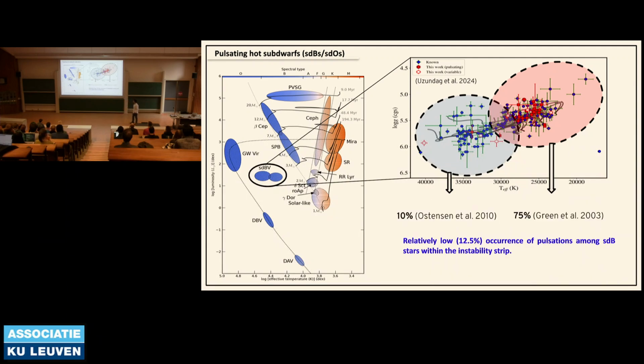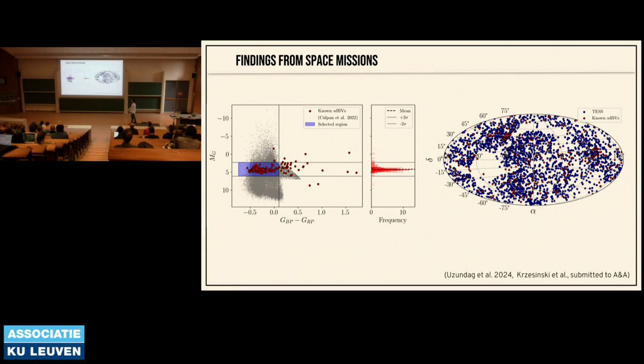So concerning the pulsation occurrence rate for these stars, if you look at the p mode region, previous studies show that the pulsation occurrence rate is around 10%. While if you go to the lower effective temperature range in the gravity mode instability region, the occurrence rate increases up to 75%. But these are all rough numbers, as you can see. So at the moment, we're trying to fine-tune these numbers. And to do so, I made a dedicated study.